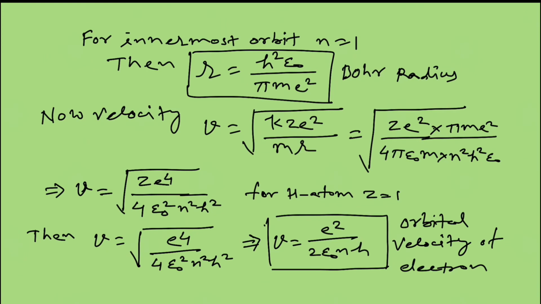There we can replace for n is equal to 1, 2, 3 and so on. So we found the expression for radius and velocity as well. Now it's turn for the expression for energy.